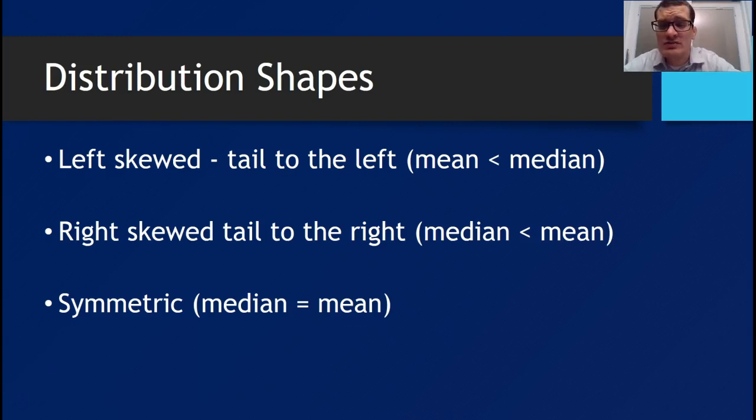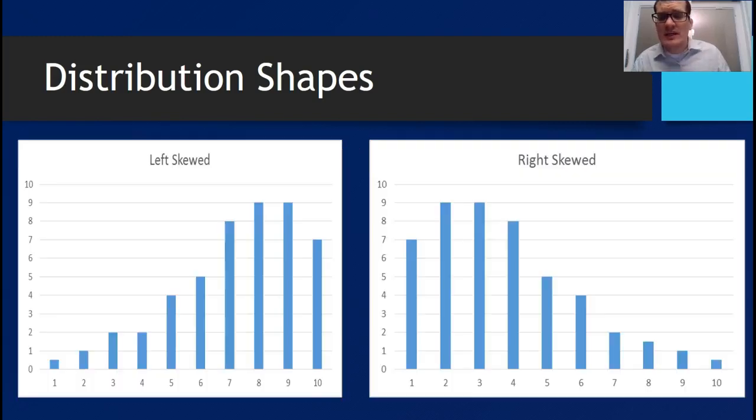Now, when I say left skewed and right skewed, basically that means where the tail of the histogram is. So if there's a lot of data on the left and then the tail goes out on the right, well then it's right skewed. And what happens with right skewed data is that the median falls below the mean. In other words, the reason why we call this right skewed is because the average, the mean, is to the right of the median.